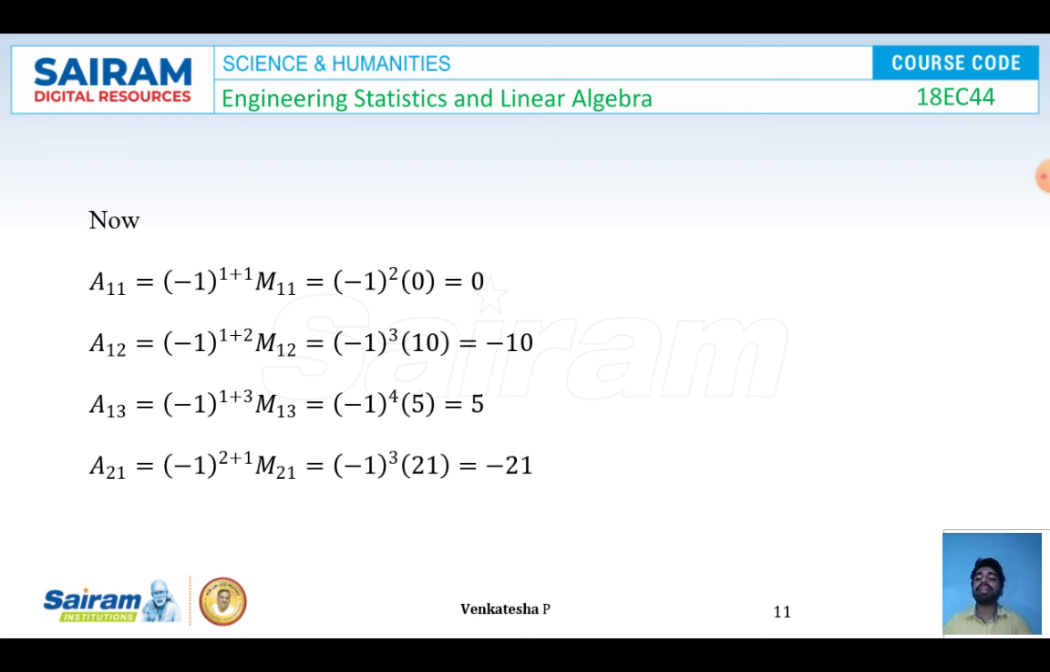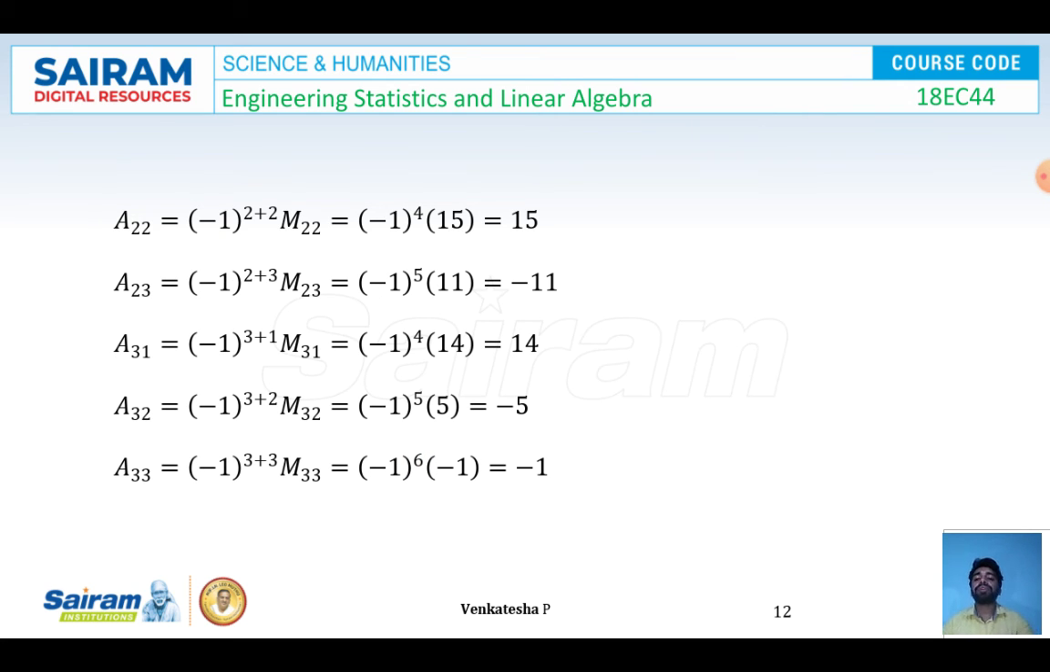A21, so A21 in the sense i is equal to 2, j is equal to 1. So I'll be getting the equation minus 1 whole power 2 plus 1 M21, which is equal to minus 1 whole power 3 into 21. It will be equal to minus 21. A22. By replacing i is equal to 2, j is equal to 2, I got minus 1 whole power 2 plus 2 into M22. It will be equal to minus 1 whole power 4 into 15. This will be equal to 15.